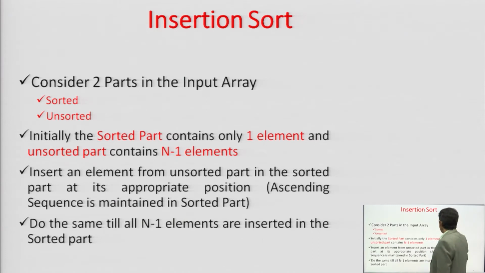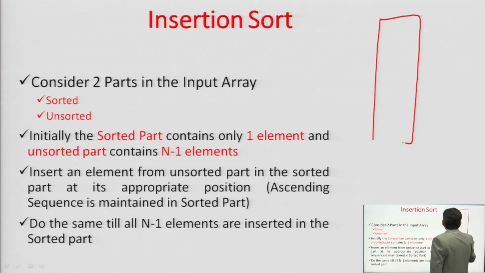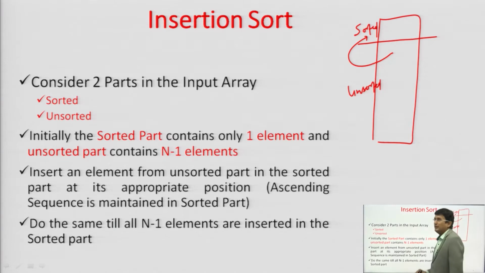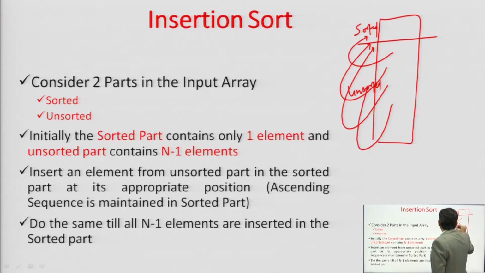We will consider that we have an array which contains the elements. We will divide this array into two parts. One part will contain the sorted elements, and the other part will have the unsorted elements. We will pick one element from the unsorted part at a time and insert that in the sorted part. So, every time one element will be taken from this unsorted part and inserted in the sorted part. So, this is done one by one.